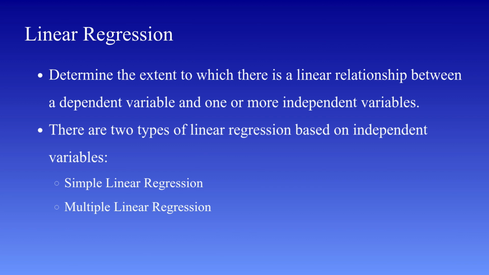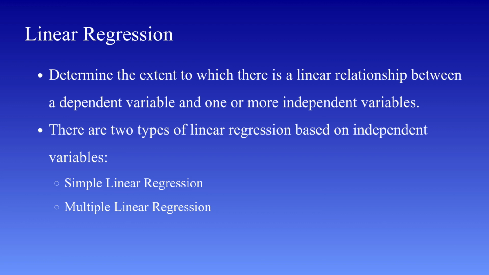Now, based on the number of independent variables involved, linear regression can be classified into two types. The first is simple linear regression. In this case, there is only one independent variable and one dependent variable. We try to model the relationship between these two variables using a straight line. For example, predicting marks based only on study hours. It is simple, easy to visualize, and helps us understand the basic concept of regression.